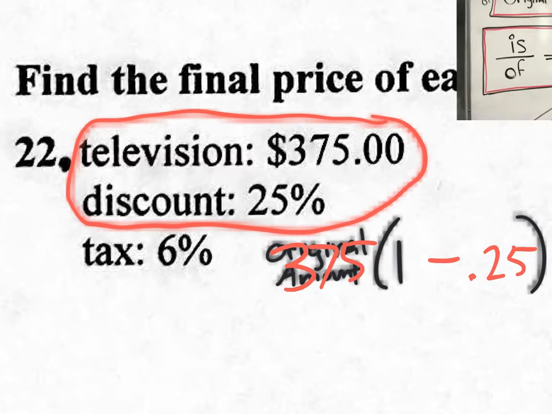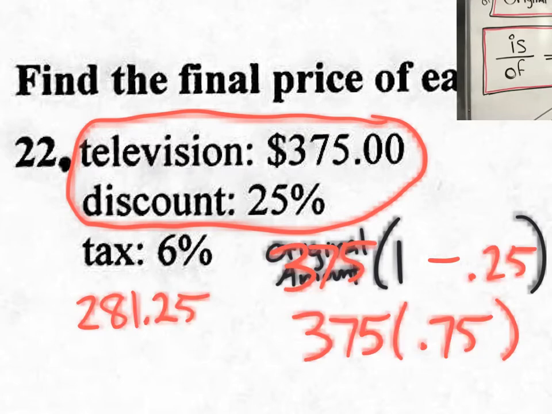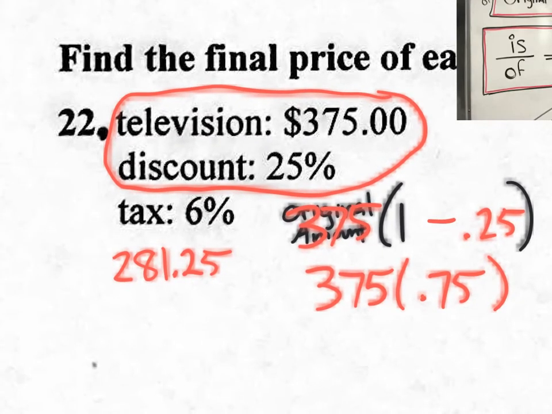So if you have a calculator that you could type in parentheses, you could type it in exactly the way it is. Or you could do the inside of the parentheses in your head. $1 take away 25 cents will be 75 cents. And you could calculate that on any calculator. 375 times 0.75, that will be your new discounted amount of $281.25.